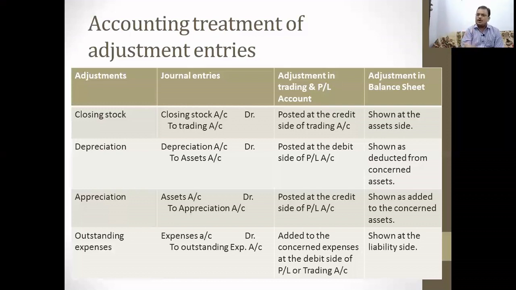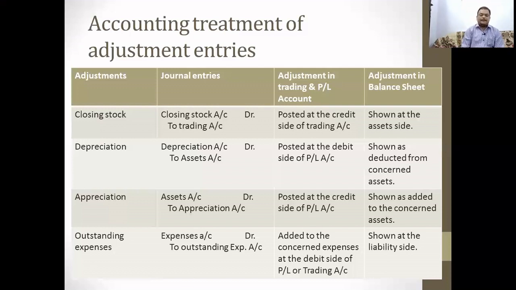You show that particular 500 at the debit side of profit and loss account by the name of 'to depreciation on machinery', and after that you have to deduct 500 from the amount of machinery at asset side of balance sheet and show the net amount of machinery, that is 5,000 minus 500, that is 4,500 net amount of machinery that shows in the asset side of balance sheet.